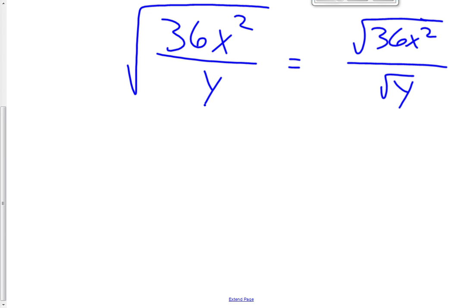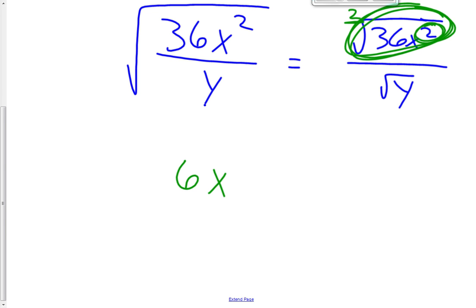We can simplify this. The square root of 36 is 6. And then the square root of x squared. Remember how whenever you have an index of 2, you take your exponent on a variable and you divide it by your index? So you take 2 and divide it by 2 and you get 1. So you could bring out an x to the first power. So the square root of 36x squared is 6x. That is divided by the square root of y.